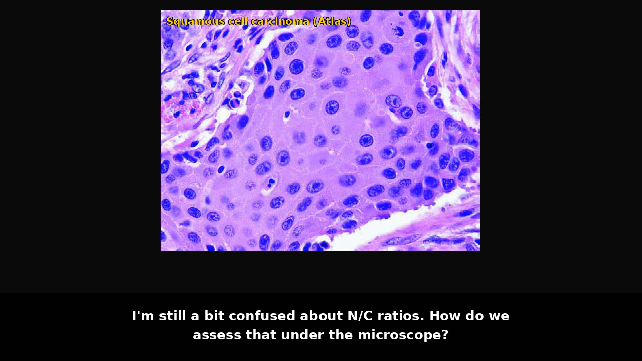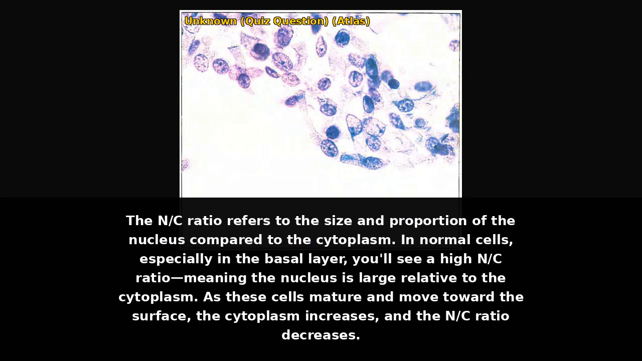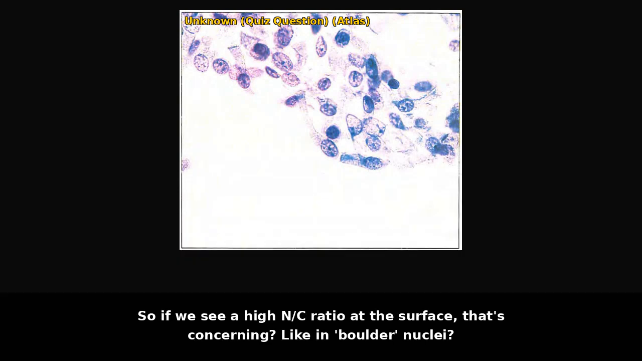How do we assess that under the microscope? The NC ratio refers to the size and proportion of the nucleus compared to the cytoplasm. In normal cells, especially in the basal layer, you'll see a high NC ratio, meaning the nucleus is large relative to the cytoplasm. As these cells mature and move toward the surface, the cytoplasm increases and the NC ratio decreases.